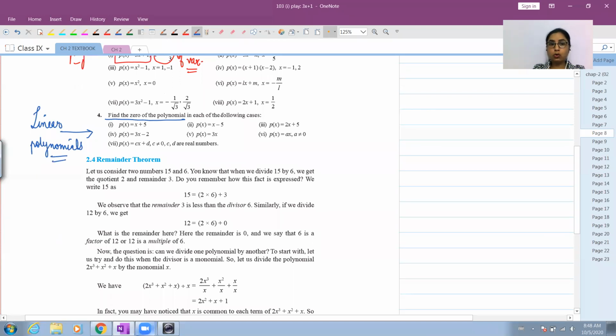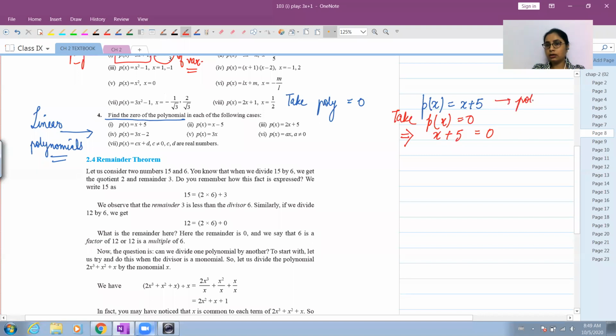To find out the zero of a polynomial, what we want to do is take the polynomial equal to 0. So when you take the polynomial equal to 0, your polynomial gets converted into a polynomial equation. If I show you the first part, you have P(x) equals x plus 5. In order to find its zeros, you're going to take P(x) equal to 0. So this would mean whatever expression you had, x plus 5, this will be equal to 0. So your polynomial now has been converted into a polynomial equation.